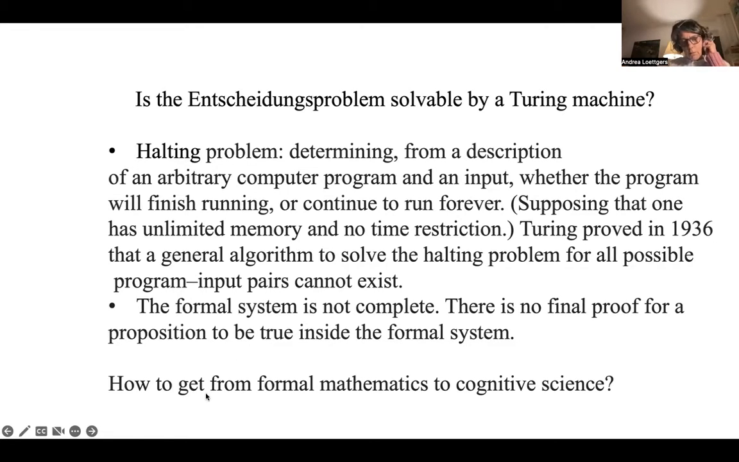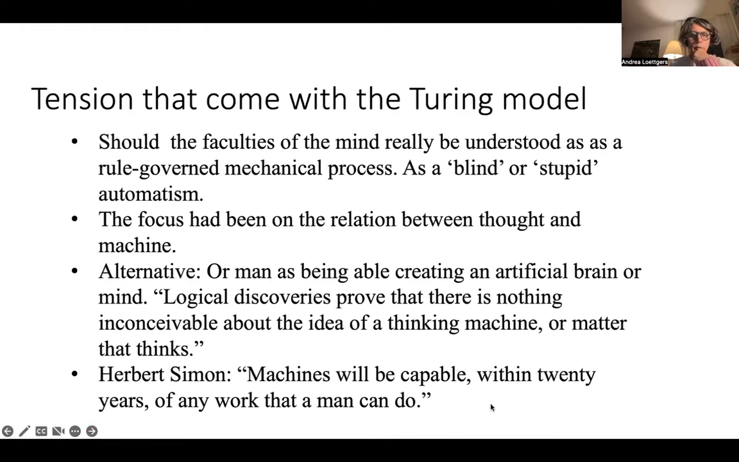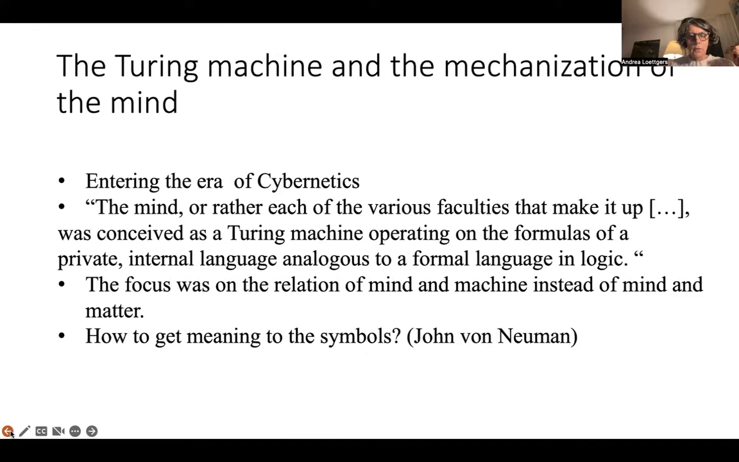And next. Here, following Dupuy, we are entering this era of cybernetics. Here the mind, or rather each of the various faculties that make it up, was conceived as a Turing machine operating on the formulas of a private internal language, analogous to the formal language in logic. So the focus was on the relation of mind and machine, instead of the relation of mind and matter.